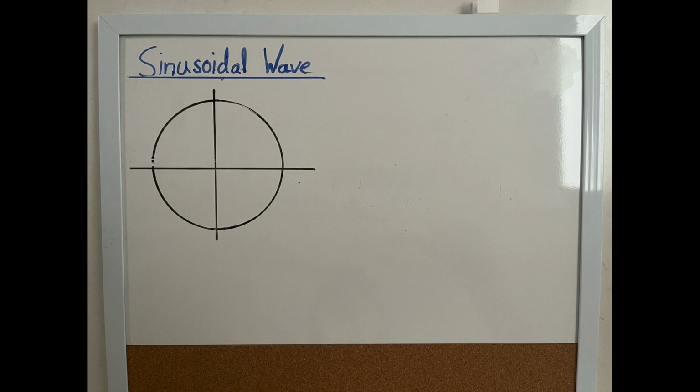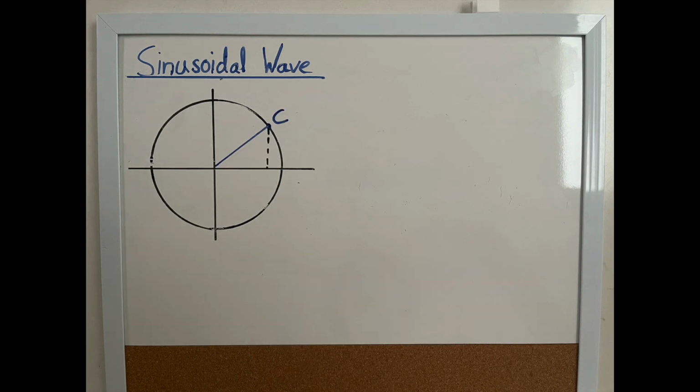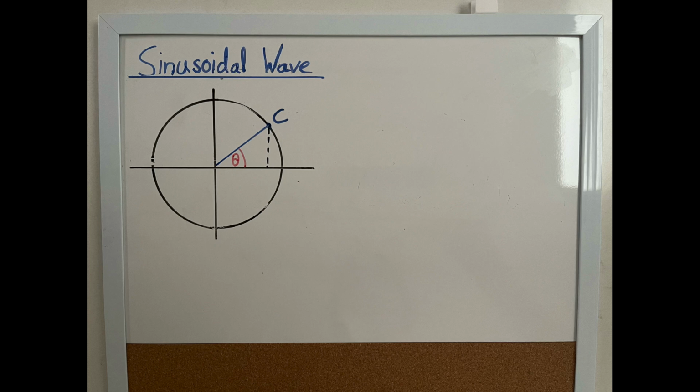Firstly, a sinusoidal wave is obtained from tracing the circumference of a unit circle by tracking the motion of a point C at angle theta with coordinates x and y around the circle.